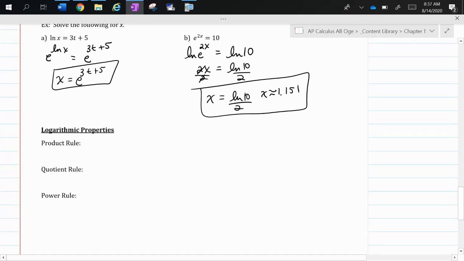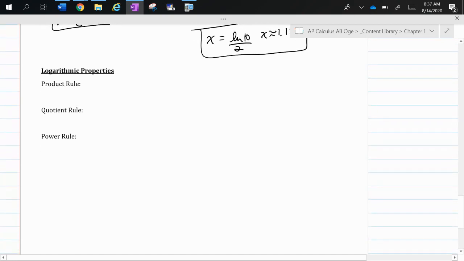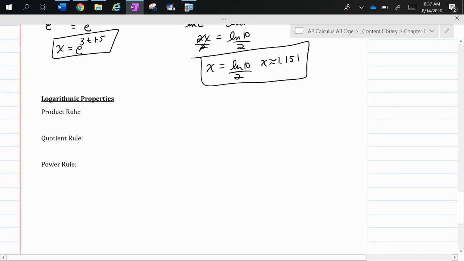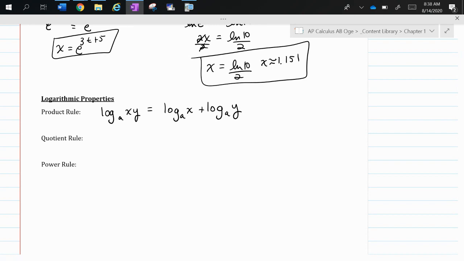Okay, and then lastly, we've got 3 rules for logarithms, properties for logarithms that we must always remember. The product rule: log base a of x times y is the same thing as log base a of x plus log base a of y. So we recall that the product property says that if we have a logarithm where the argument is a product, we can split it up into 2 logarithms and add the 2 logarithms together.